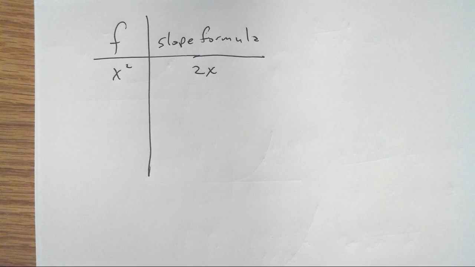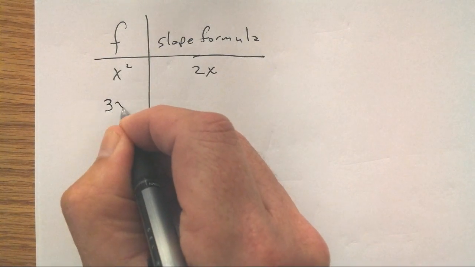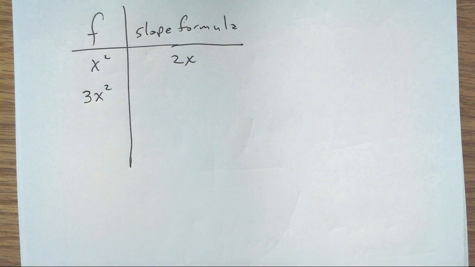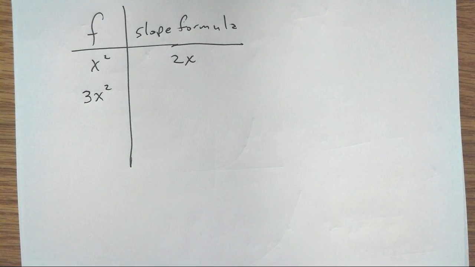All right. I want you to try to make a prediction, share it with somebody next to you, what you think the slope formula for 3x squared is. I'm going to give you about 30 seconds. Try to make a prediction of what you think the slope formula for that is, show it to somebody next to you. If you're watching this on video, you can fast forward if you've got a prediction.